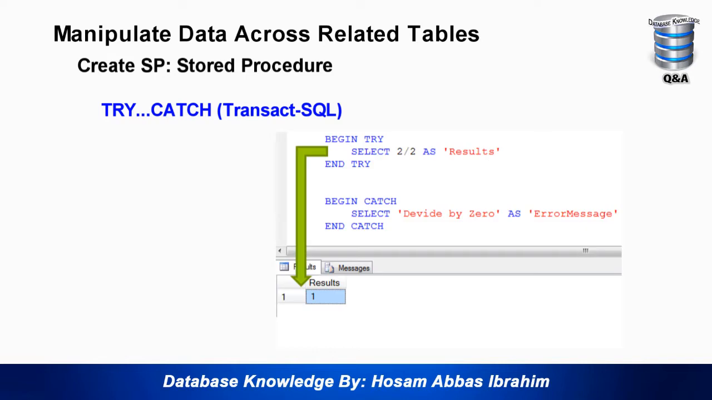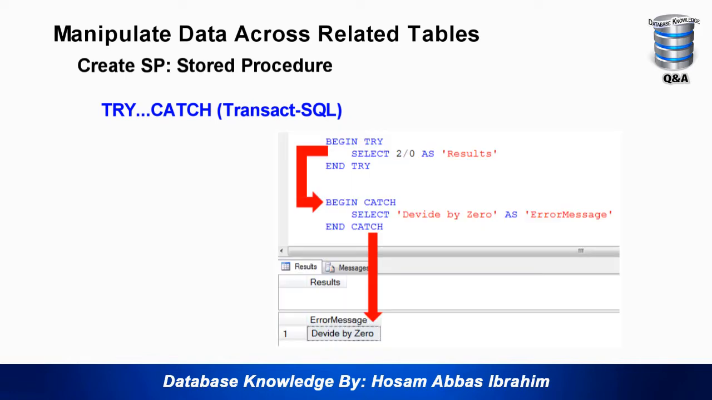Example, I'm trying to divide 2 by 2, that always equals 1. So there are no problems here, and that statement will go with the try block. But if I'm trying to divide 2 by 0, there is no division by 0, so it will give an error. So the try block will not take place, but it will pass the control to the catch block to tell me what to do. For example, I will roll it back or I will raise a message.